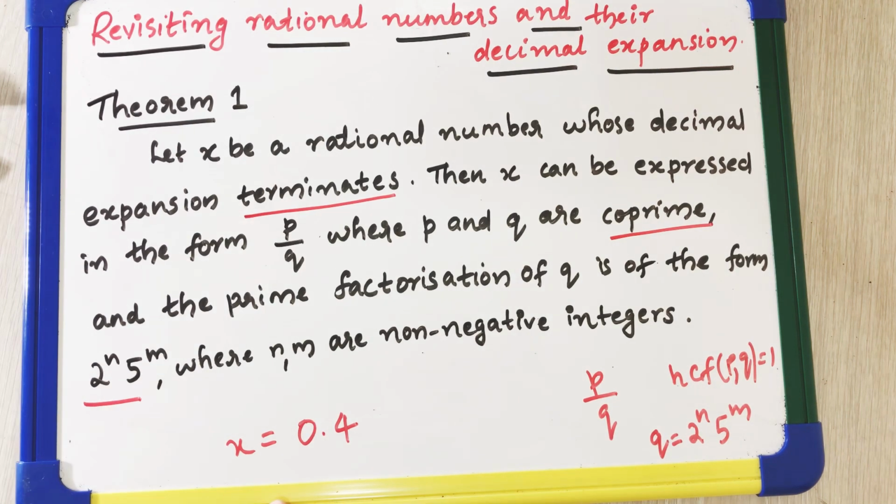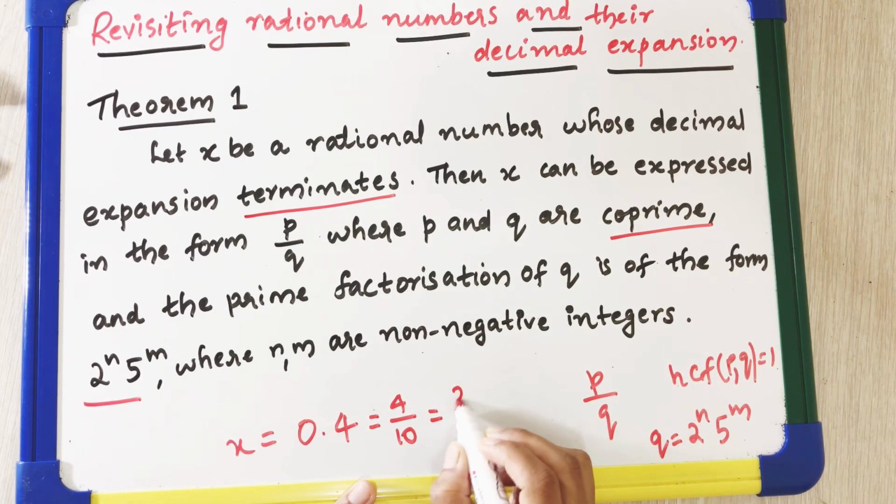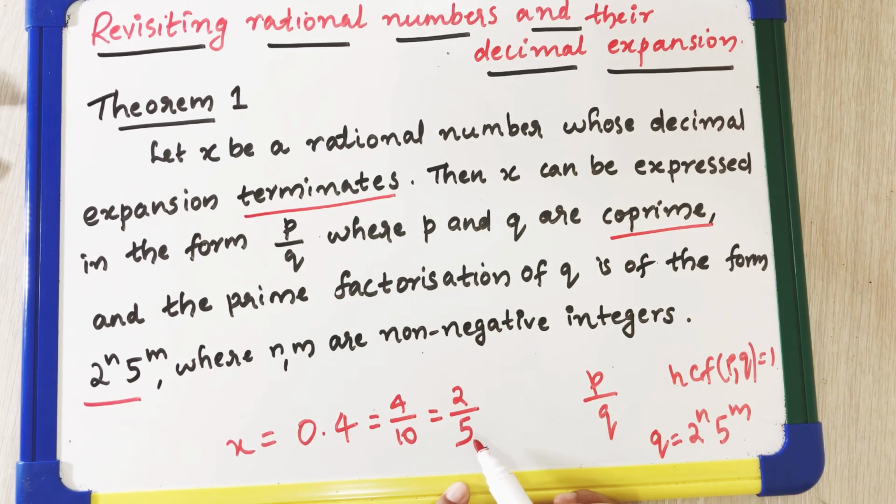See, what is 0.4? We can write 0.4 simply as 4 by 10. Now, this is 2 by 5. Here HCF of 2 and 5 is 1, or 2 and 5 are co-prime. Also, the denominator q has the prime factorization 2 raised to n into 5 raised to m, for n and m non-negative integers. Here q is equal to 2 raised to 0 into 5 raised to 1. See, this is the theorem. We can see it in detail by exploring more examples and exercises.